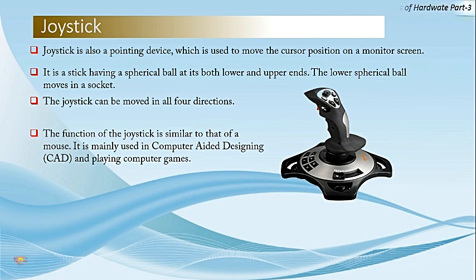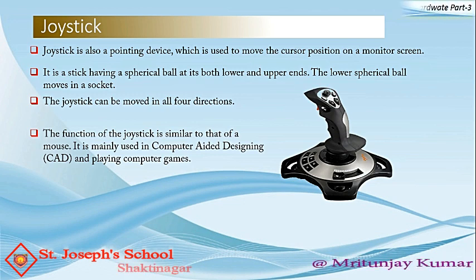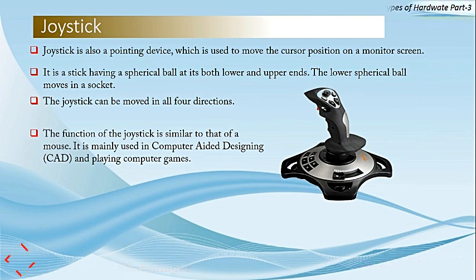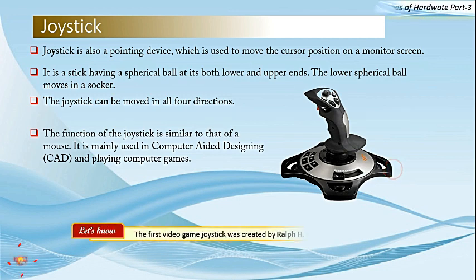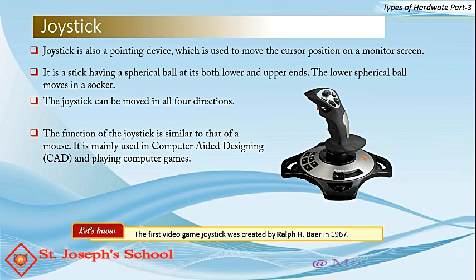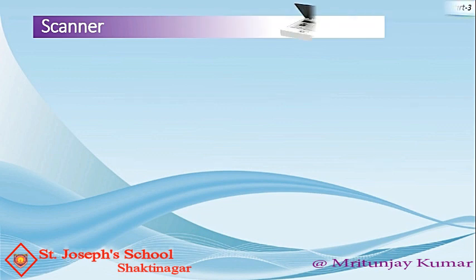The function of the joystick is similar to that of the mouse, and the main difference is that a mouse can move in 360 degrees, whereas our joystick can move only in four directions, that is either top, bottom, left or right. And it is mostly used in computer aided designing as well as for playing computer games. The first video game joystick was created by Ralph H. Baer in 1967.